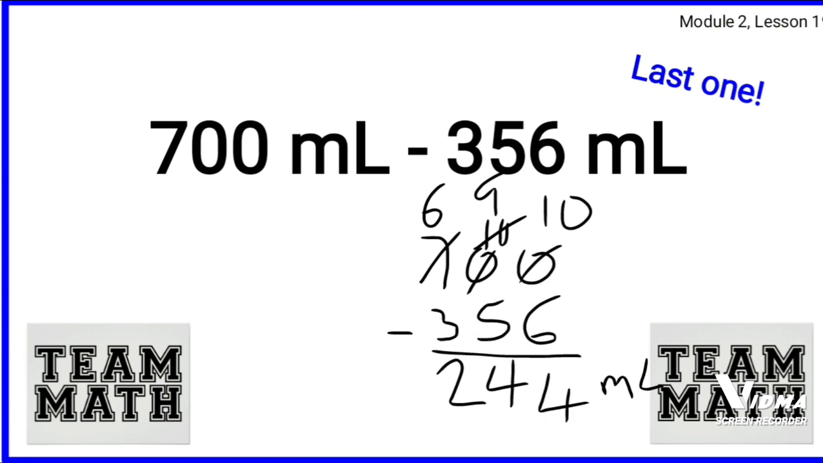This is the last one. 700 milliliters minus 356 milliliters. I have to decompose 100 to make 10 tens. From the 10 tens, I'll pick 1, make it 10 ones. So I have 9 tens left. 10 ones minus 6 ones is 4 ones. 9 tens minus 5 tens is 4 tens.